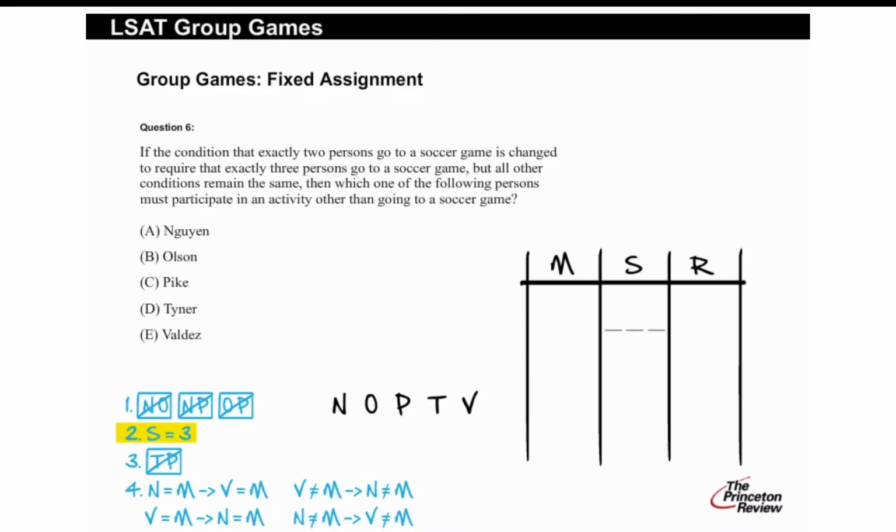Now, 3 people go to the soccer game, and it's time to reevaluate the deductions. The anti-blocks haven't changed, so it's still true that N, O, and P have to be in different groups. It's also still true that P can only be alone or with V. That should make you pause and think, can P go to the soccer game with 2 other people? No. Since the question is asking who can't attend the game, and P appears in choice C, that's all you need to pick choice C.